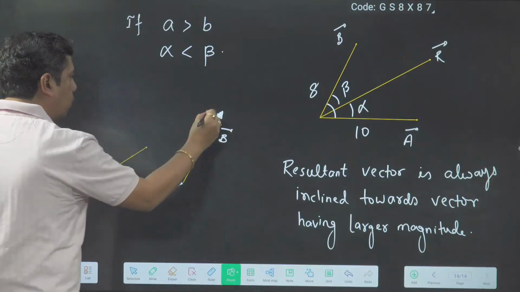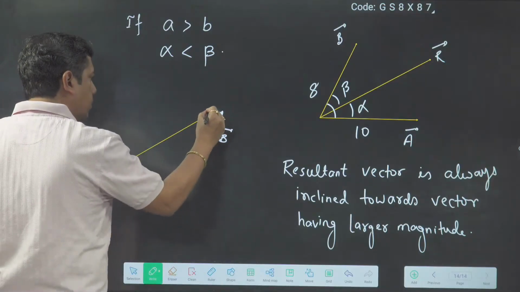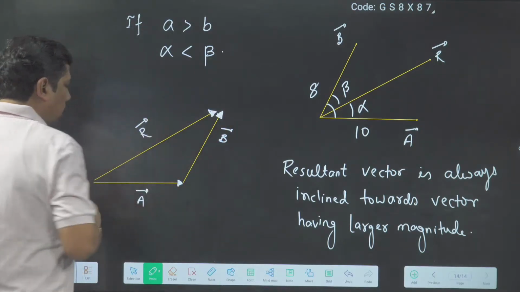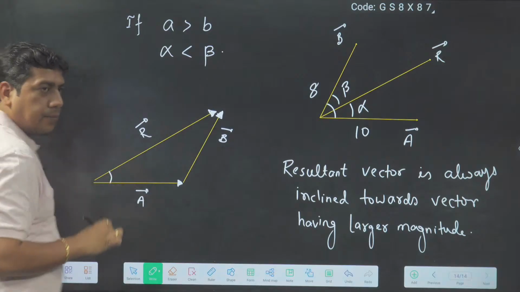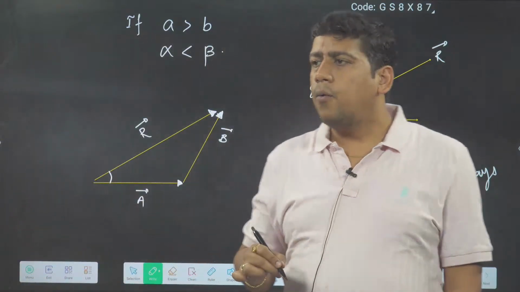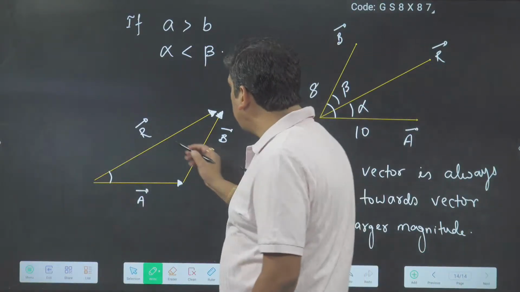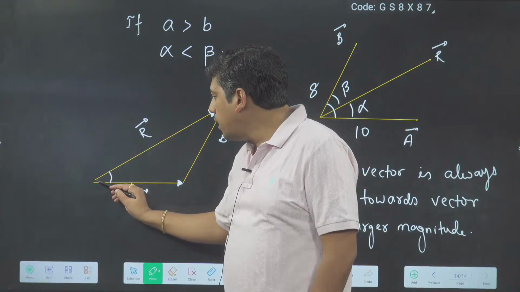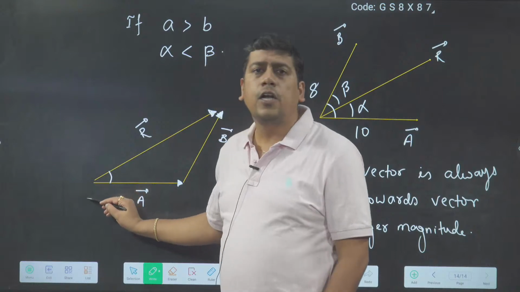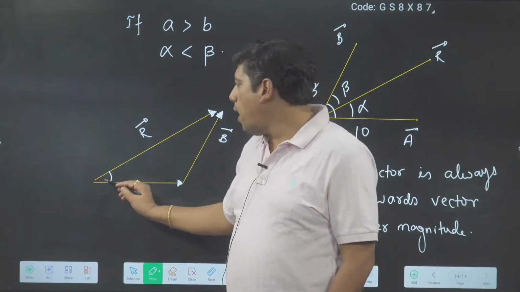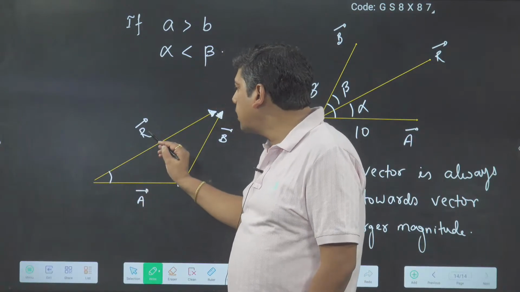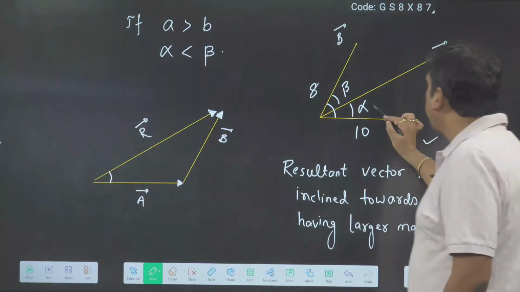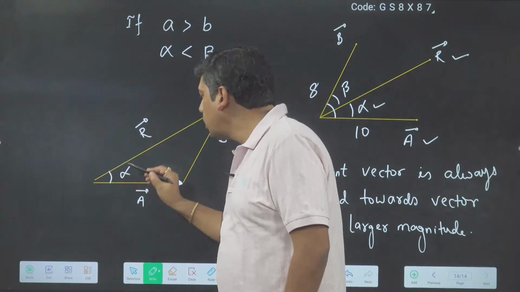Then resultant, I have told you, head to head and tail to tail join. So this angle, please understand, what is this angle? This angle is the angle between resultant and A vector. Why? Because here you can see R vector and A vector are tail to tail joint. So if R and A are tail to tail joint, then this angle is nothing but the angle between R vector and A vector. Angle between R vector and A vector we have defined as alpha.